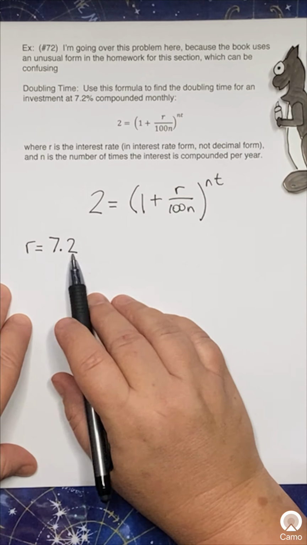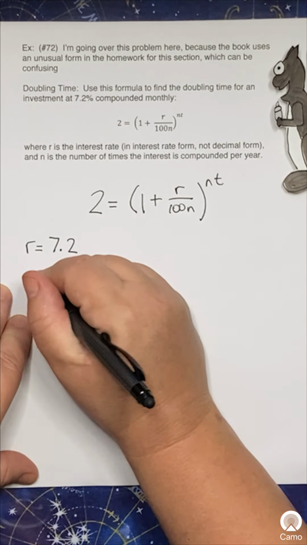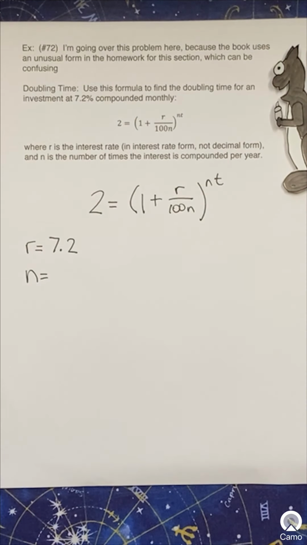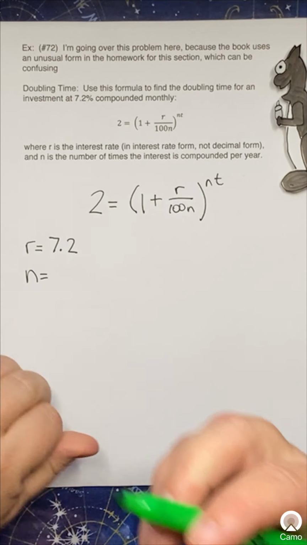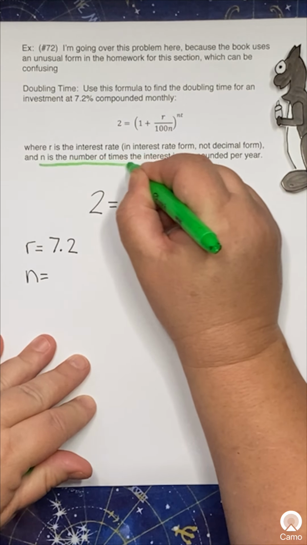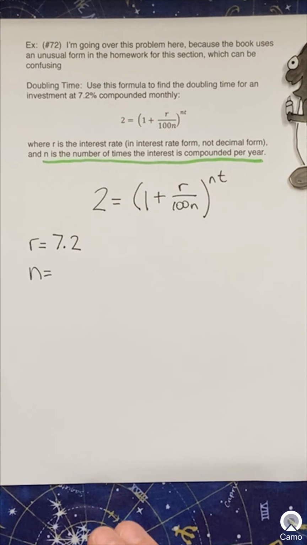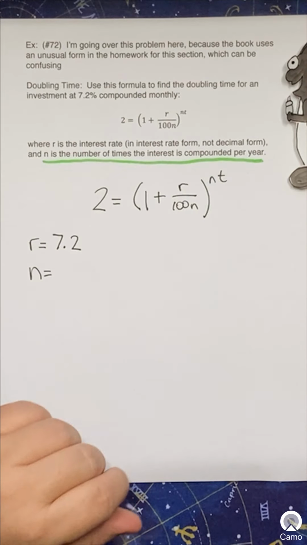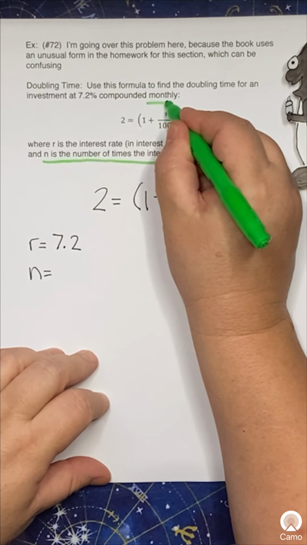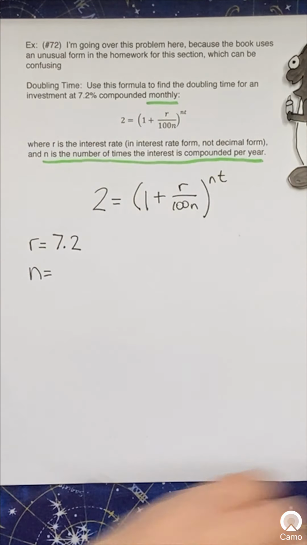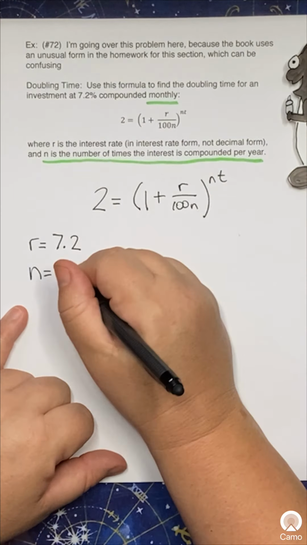Okay, R is 7.2, the interest rate. N is the number of times the interest is compounded per year. Now, how do we know what that is? We'll do it Dora the Explorer style. I'll say, do you see how many times it's compounded per year? I do. Monthly. You did it! Yay! So if it's compounded monthly, it's 12.